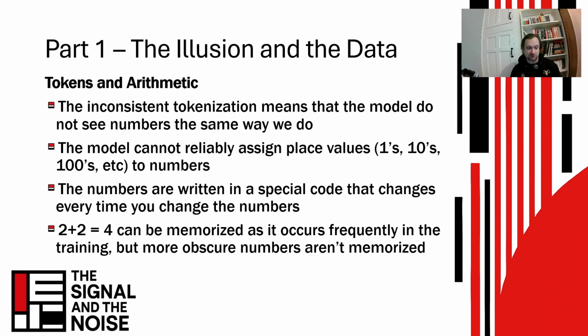For example, 2 plus 2 equals 4 may be memorized, because in the training data, you're likely to see this quite a lot. But more obscure numbers aren't memorized. You can't remember every possible sum of 2 numbers or 3 numbers. You have to solve the problem slightly differently.